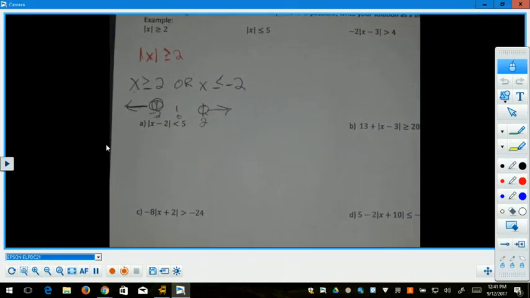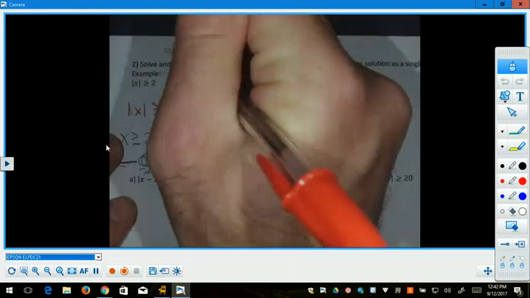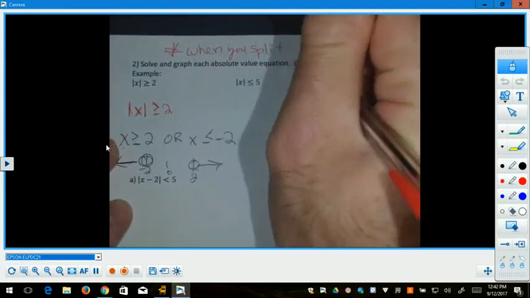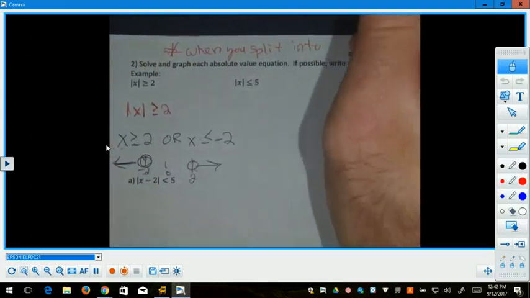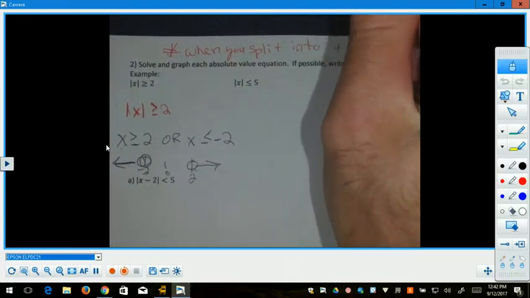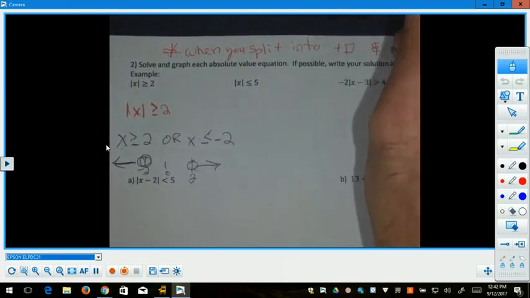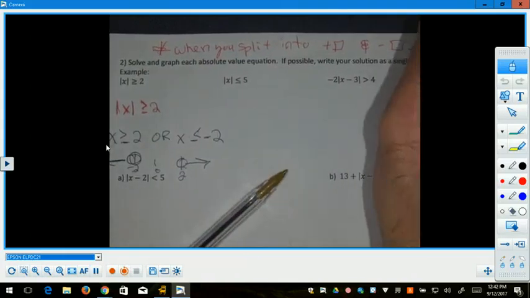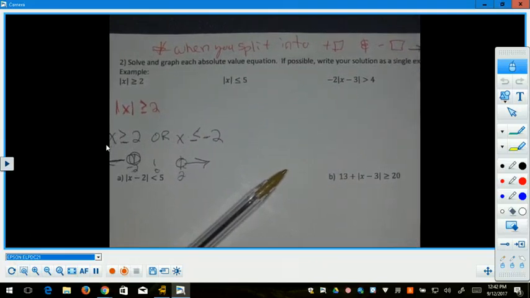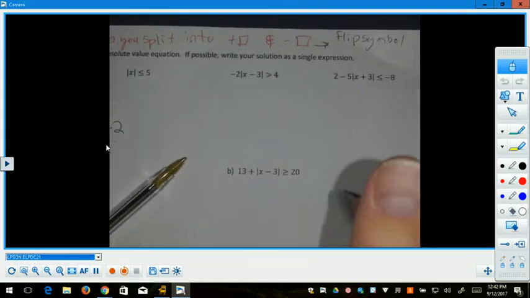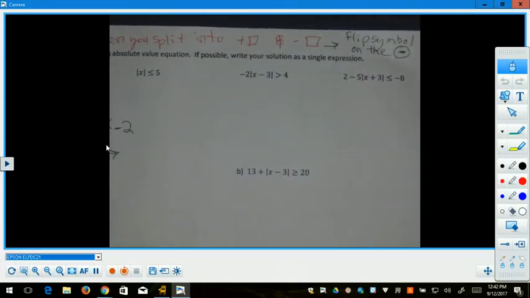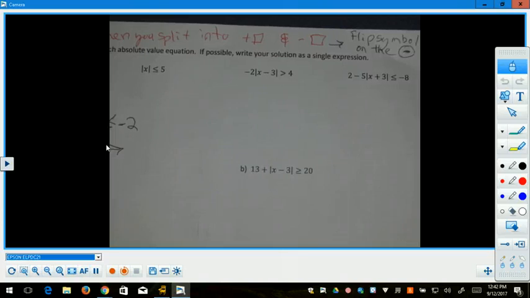But make a note that when you split into the positive value and the negative value for your equation, because you're going to get 2 answers, you have to flip the sign on the one that's negative. Flip the inequality symbol on the negative. Because in effect, you're multiplying both sides by -1 when you do that.